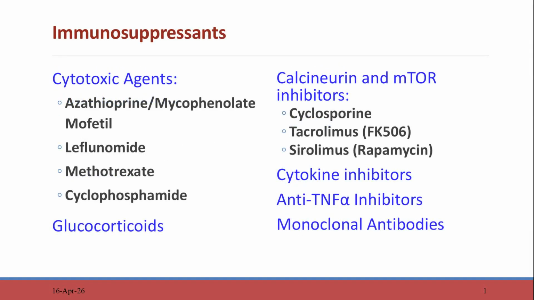Let's classify immunosuppressants into cytotoxic agents, calcineurin inhibitors, steroids, and monoclonal antibodies. Each group targets a different level of the immune response, as we will see in this lecture. This classification is essential for understanding combination therapy.